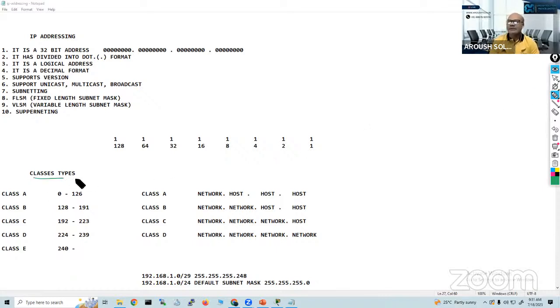We have different types of classes: class A, class B, class C, class D, and class E. The range is 0 to 126 for class A, the first octet. What do we call this? It is an octet.